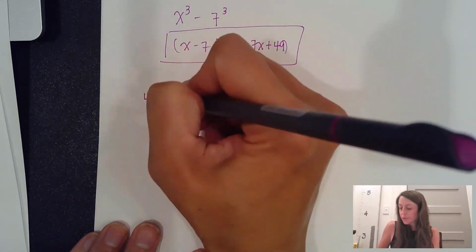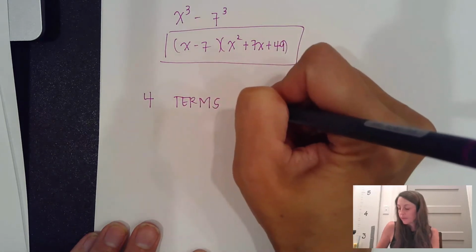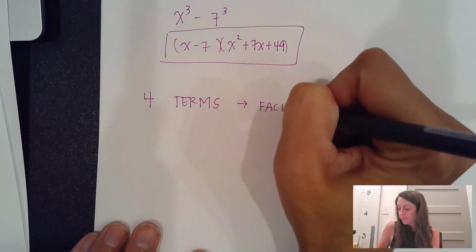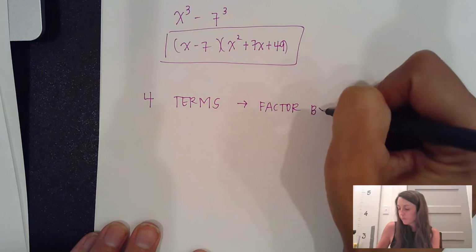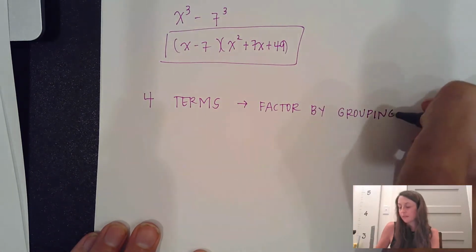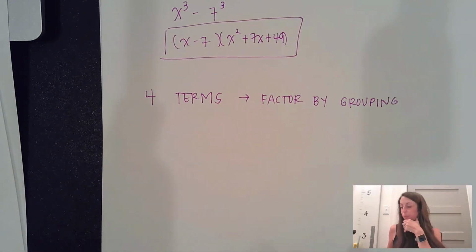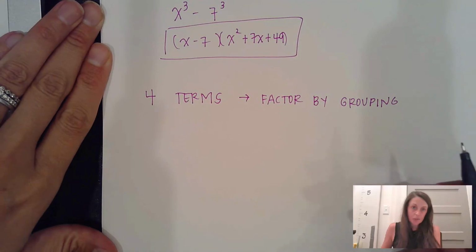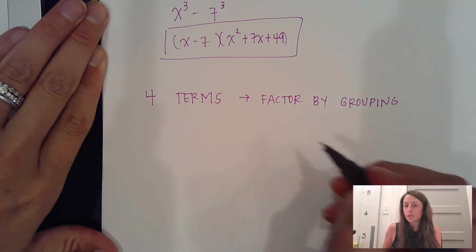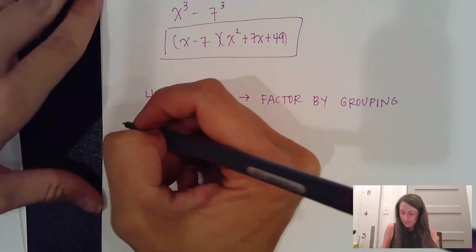So if you have four terms, then you are going to factor by grouping. And this is going to help you when you factor trinomials that have a number in front of the x squared term, is the grouping. I know you probably learned it a few different ways, but grouping is the best way to factor any type of trinomial that you need to. So four terms, factor by grouping. So let's do an example for that one.